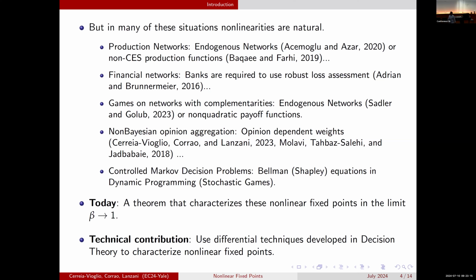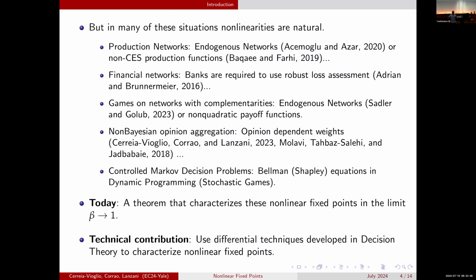And in dynamic programming, nonlinearity is assumed from the beginning because both the Bellman and the Shapley equation, in the case of zero-sum game, are nonlinear. So for all these reasons, the results that we have for the linear case are not enough to study the limit case as beta goes to 1. And the main technical contribution is that we're going to address this nonlinear fixed point equation in the limit through differential techniques. In particular, for today, we're going just to see the concave case, so the superdifferential is going to be enough.